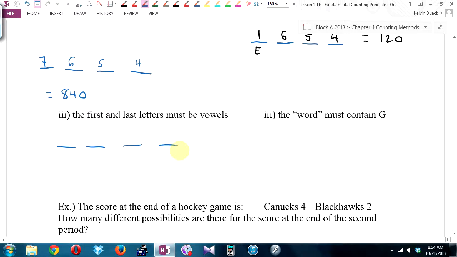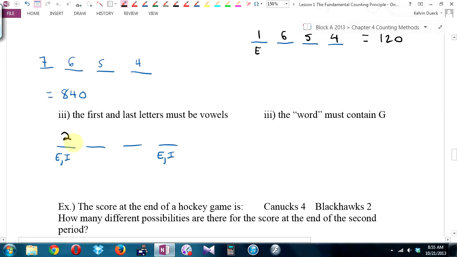Can you read to me again what the restriction is? The first and last letters must be vowels. What are the vowels in our Scrabble bag? E and I. So, E and I, E and I. Is that a fairly good way to show that that's the restriction? All right. Colin, how many ways do I have to choose an E or an I? 2.